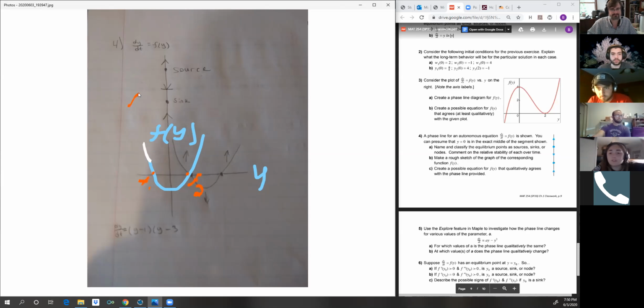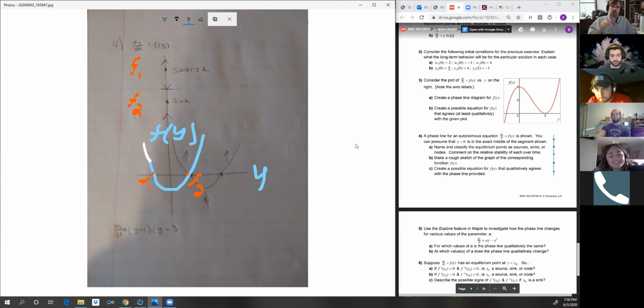So absolutely. I do have a question. In part A, it says comment on the relative stability of each over time, and we weren't really sure what you were looking for with the stability term. That's a very good question. And I put it in there on purpose.